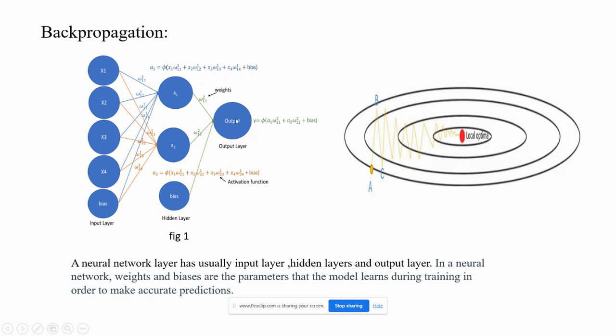To get a reduced error, we have to update the weights in such a way that it is possible. To update weights, the final weight equals the initial weight minus the learning rate times the derivative of the error function with respect to the weight which we need to update. So we calculate the updated weight and we try to minimize the error function specifically.